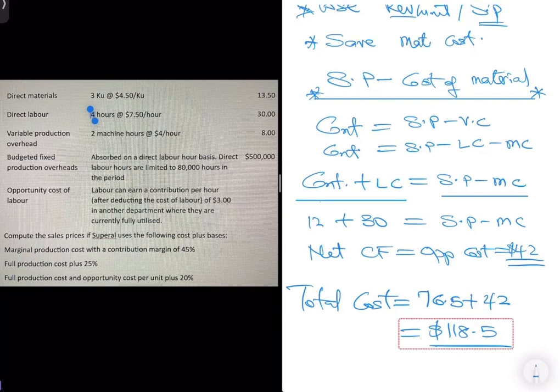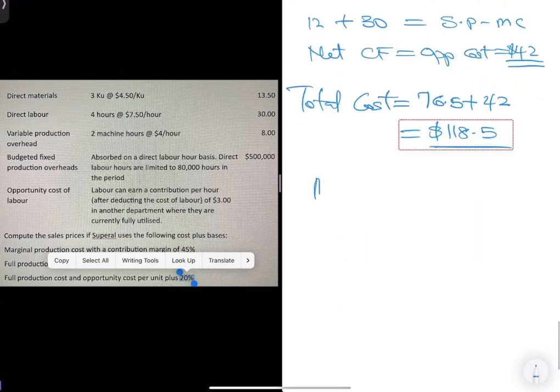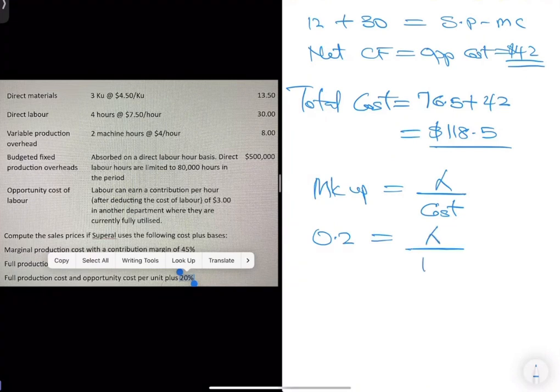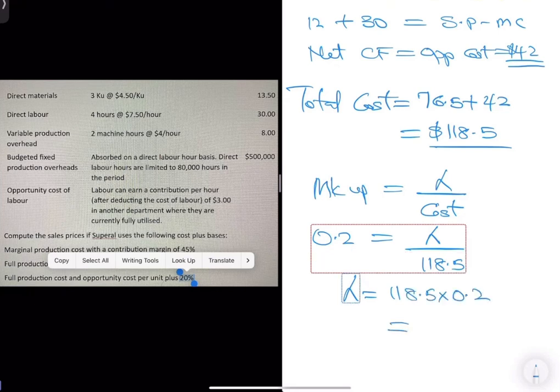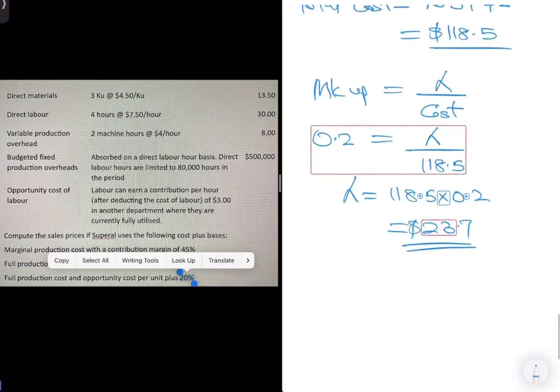If that is the total cost, the plan is to charge an extra 20% on it, which is our markup. So we'll go back to the same formula of markup equals profit over cost. So markup is 0.2, and that equals the profit that we want over 118.5. So our profit will be that 118.5 multiplied by 0.2. And that will be 23.7. That's the profit that we want.